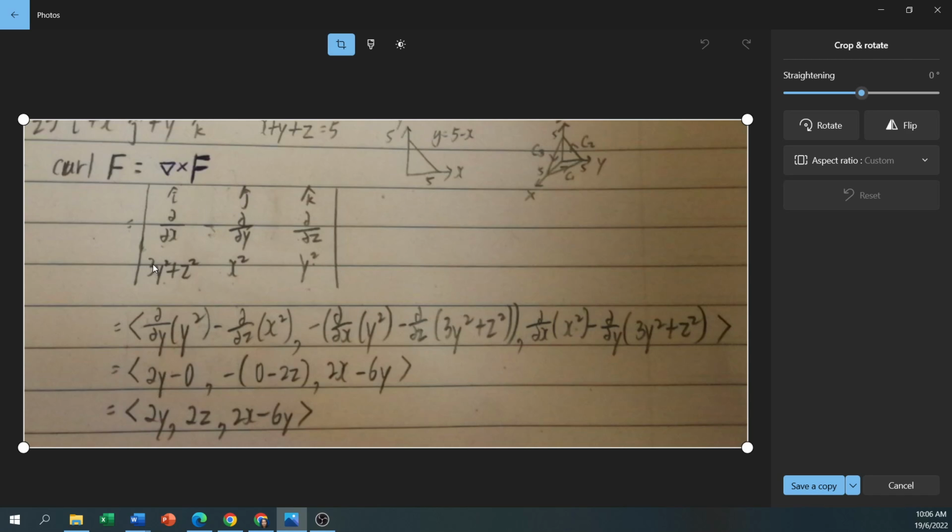Component j is actually i cross k, so you have negative j. So you have ∂/∂x of y squared, this is 0, and ∂/∂z of 3y plus z squared, you got 2z. So negative minus 2z is positive 2z. Component k, i cross j is positive k. So ∂/∂x of x squared is 2x, and ∂/∂y of 3y squared plus z squared, you have 6y. So 2x minus 6y. So this is the curl of F. Curl of F is correct.